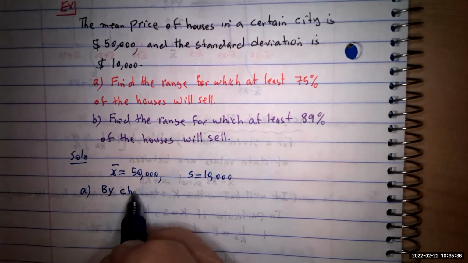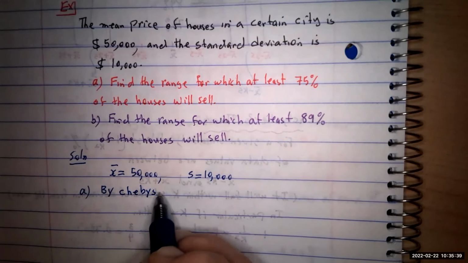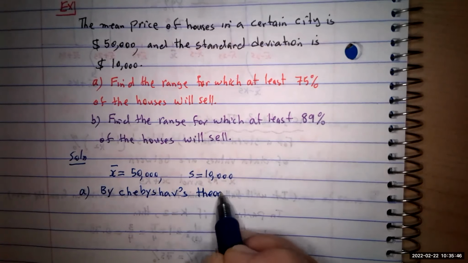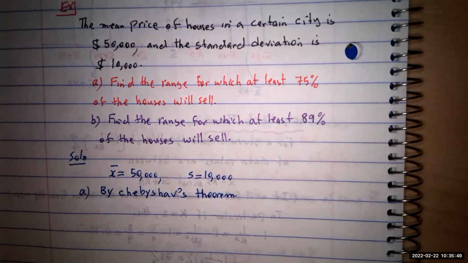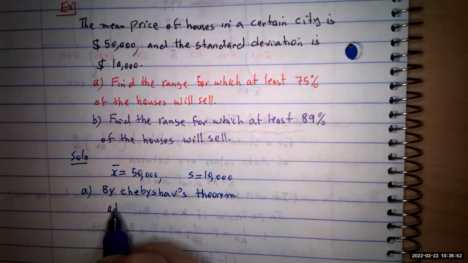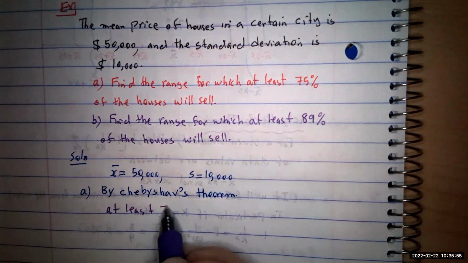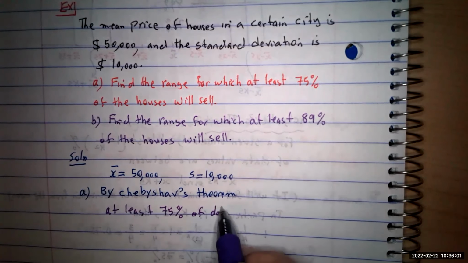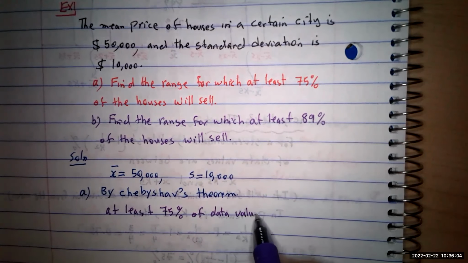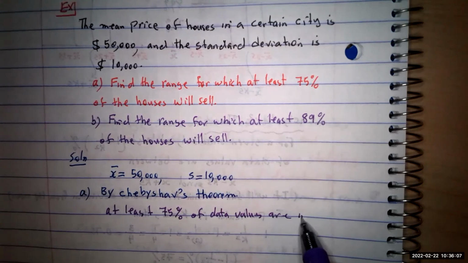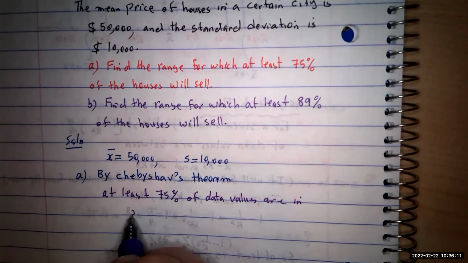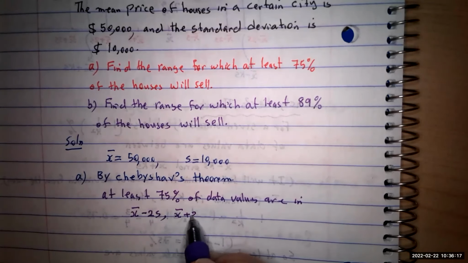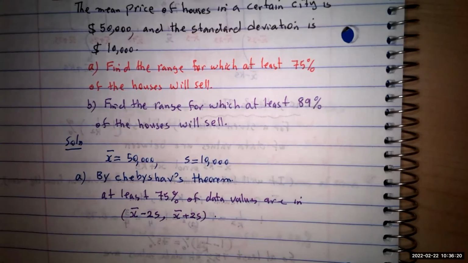I just remind you that by the Chebyshev theorem, at least 75% of data values are going to be in this interval, 2 standard deviations from the center: X bar minus 2s, comma, X bar plus 2s. So go and find it.